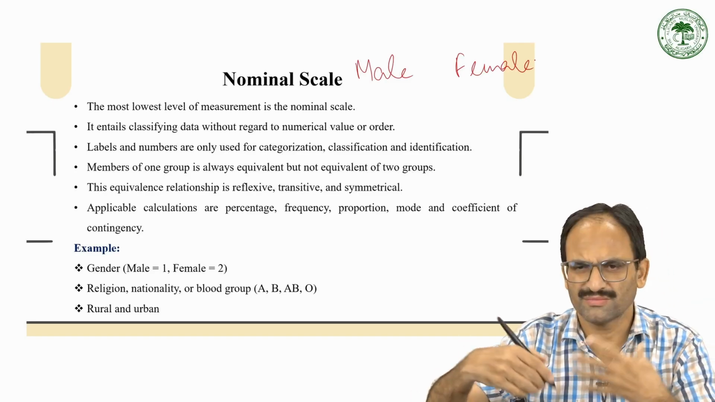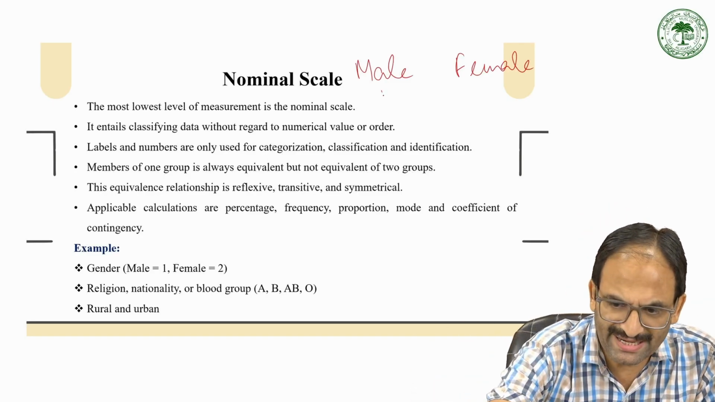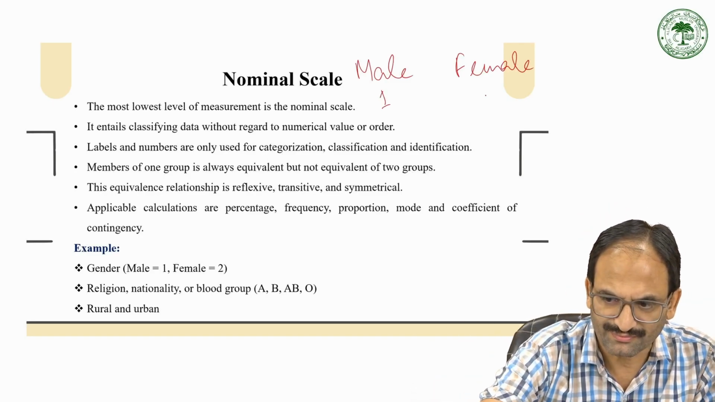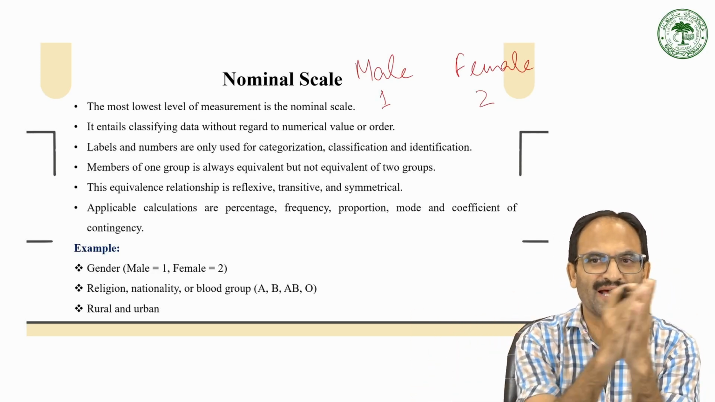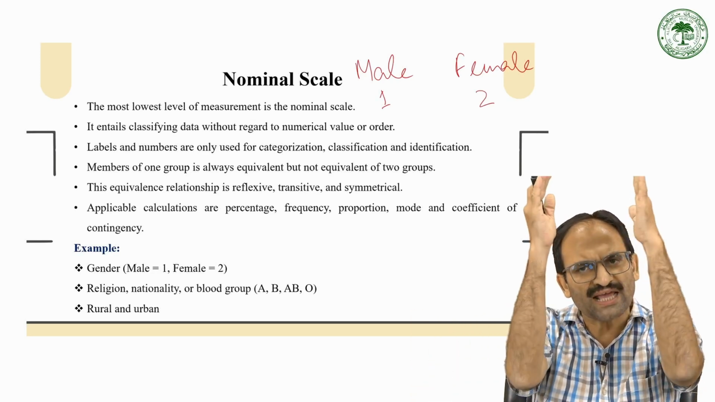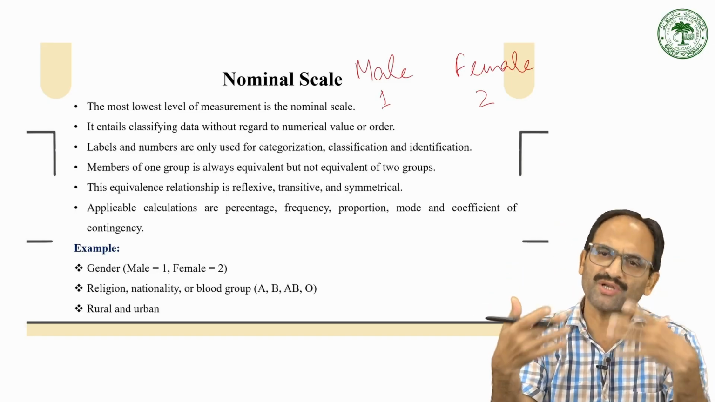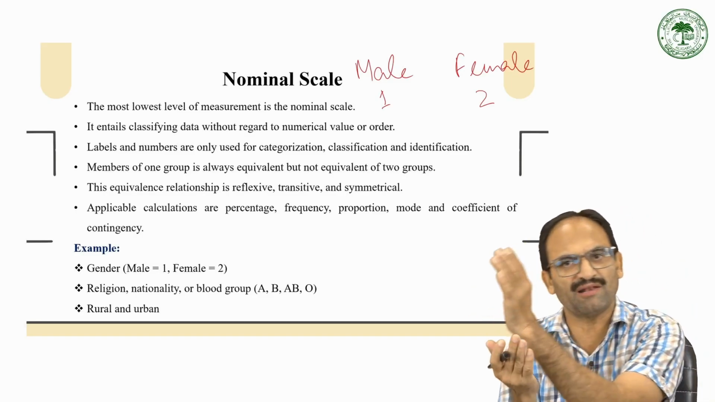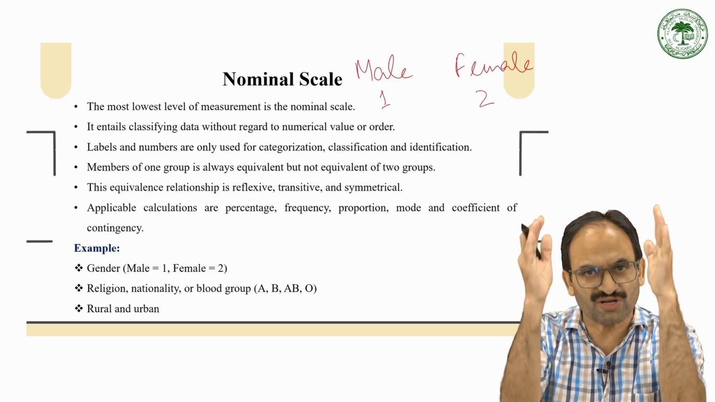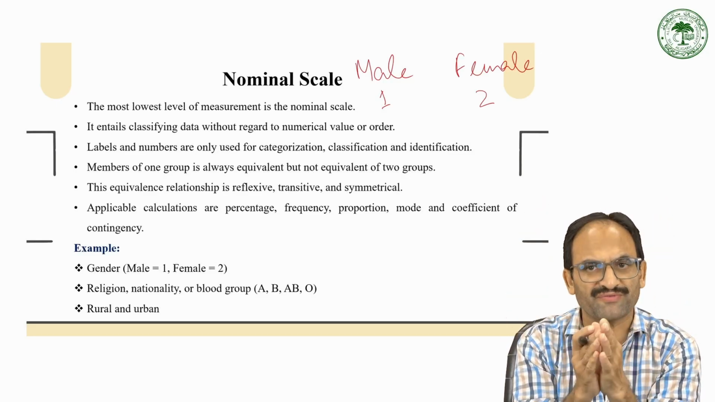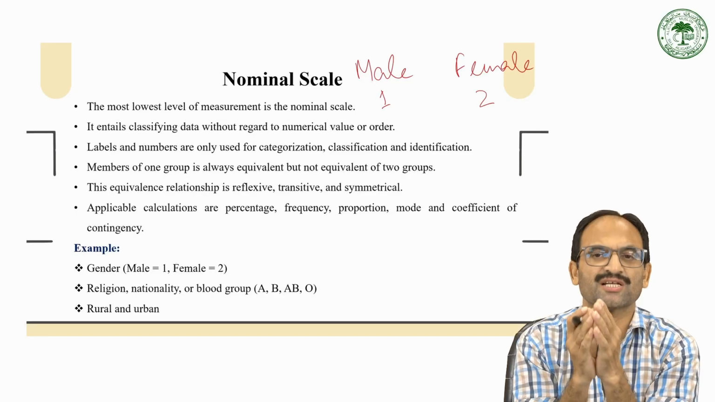So somehow I am coding males as 1, females as 2. So it never means that males are better than the females. No, I have just categorized. I might do the reverse also. I might say female 1 and male 2. My purpose is just differentiation between 2 groups. Such a type of scale is known as nominal scale.